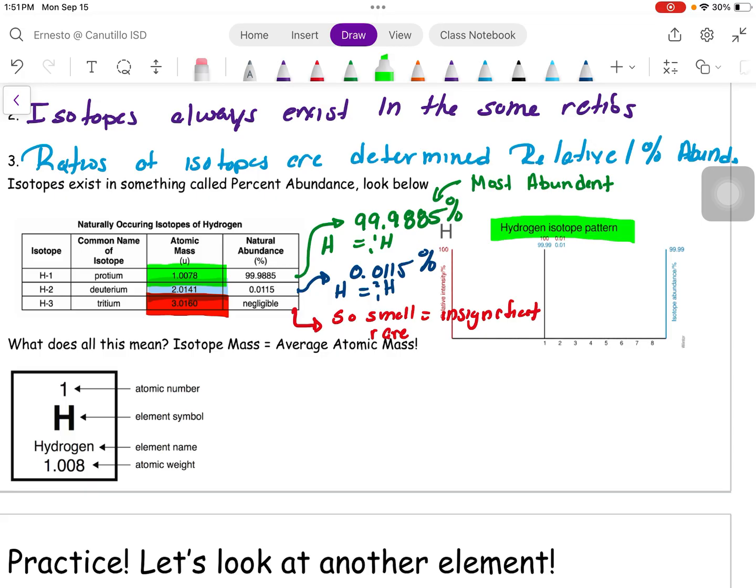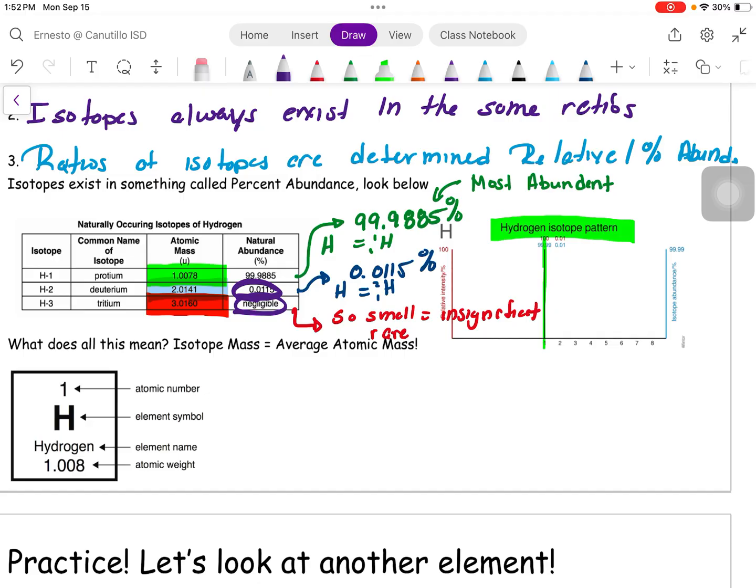that the vast majority of all hydrogen exists as hydrogen 1, excuse me. So we only see the 1 bar, right? Now, even though hydrogen has 3 isotopes, we should see 3 bars. However, these numbers are so small that they don't even register on the graph. So when you look at a chart of a hydrogen isotope pattern, you only see 1 bar.